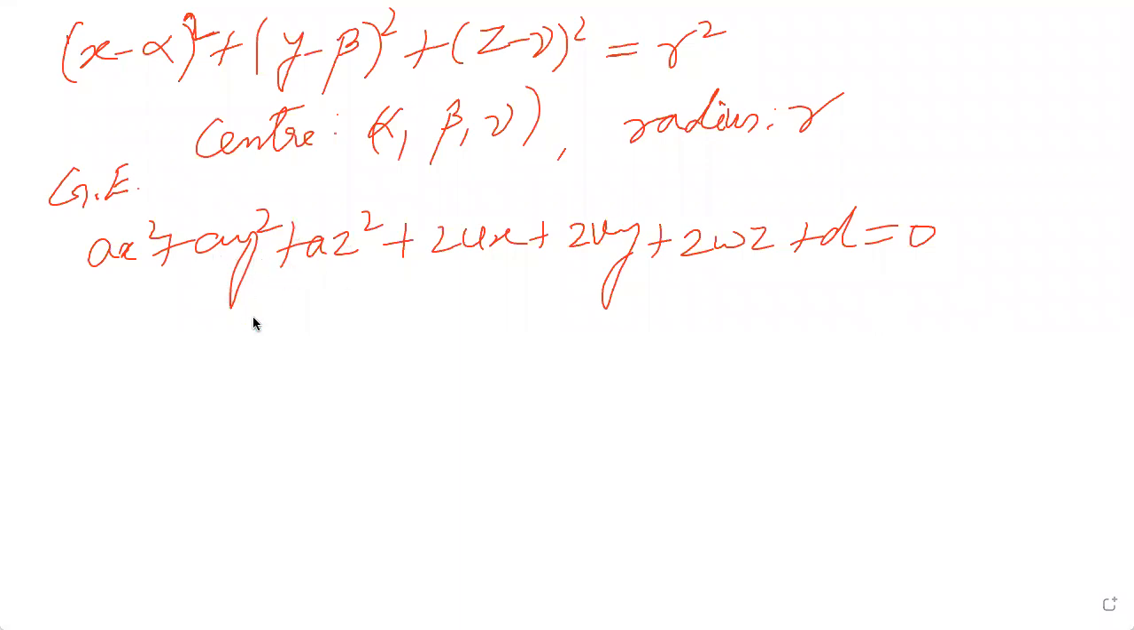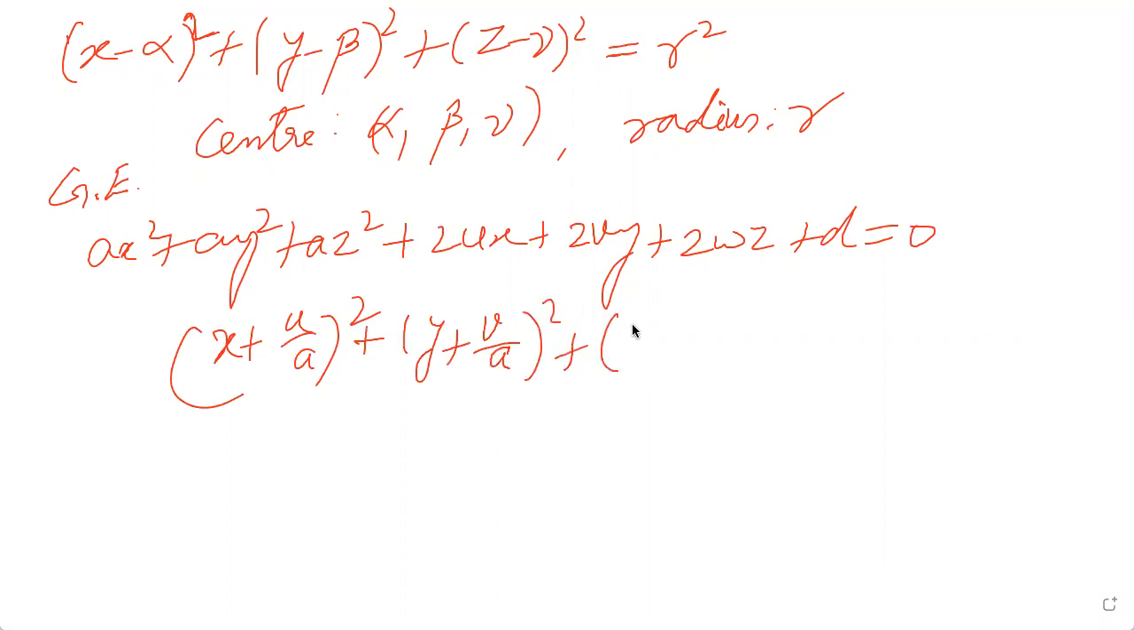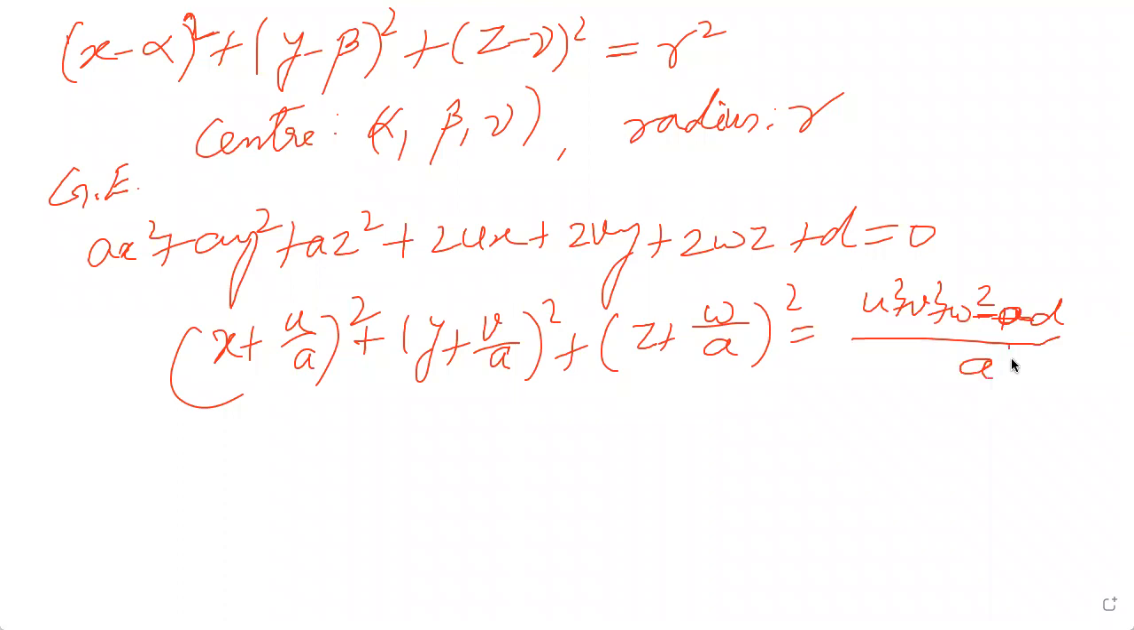Or after solving it, by arranging some terms, you can write it in this first form: (x plus u by a) whole square plus (y plus v by a) whole square plus (z plus w upon a) whole square is equal to (u square plus v square plus w square) minus a d, upon a square.